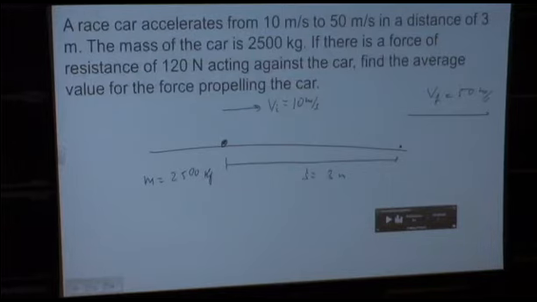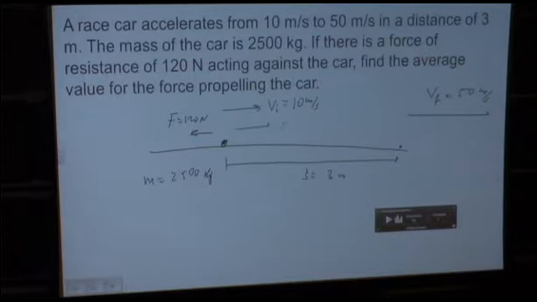There is a force of resistance. Well, we use this term to describe all combination of things which try to slow it down. Air resistance, deformation of the wheels, friction in the engine, doesn't matter. So that's compound number for all possible ways to slow it down. Find the average force which propelling the car.